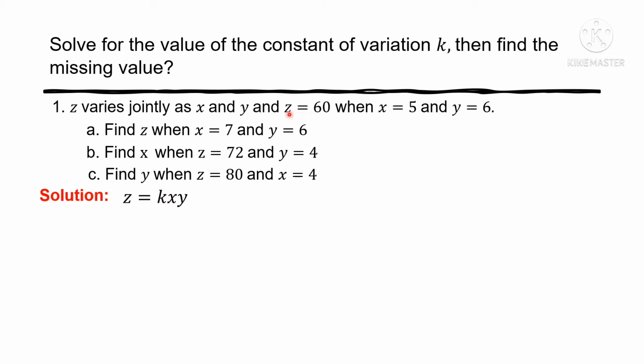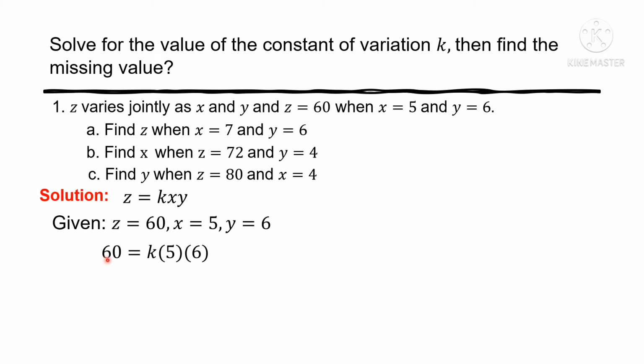Paano? Gagamitin natin yung first set of information na ang Z ay 60, kung ang X ay 5, at ang Y ay 6. So itong tatlo na ito ay ating isa-substitute dito sa pinaka-pattern equation natin. Okay, so we have 60 equals k times 5 times 6. So dito, pinalitan natin itong z ng 60, yung x ng 5, at yung y ng 6. That's why we have there k times 5 times 6.